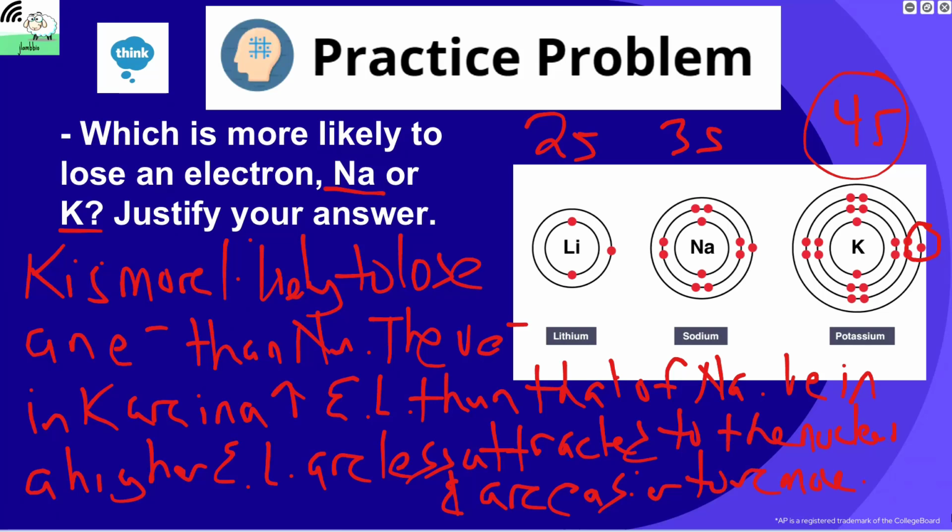Okay, so again, it's a pretty straightforward concept here, but as you work through this, I want you to think about claim evidence reasoning. State your claim. K is more likely to lose an electron than that of sodium. What's your evidence? Your evidence is rooted in Coulomb's law. The valence electrons in K are in a higher energy level than that of Na. Valence electrons in a higher energy level are less attracted to the nucleus and easier to remove.